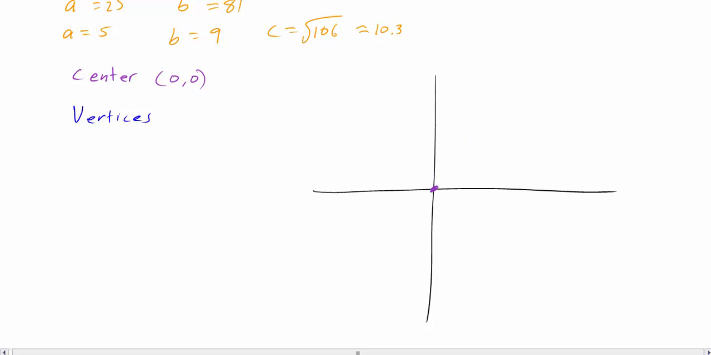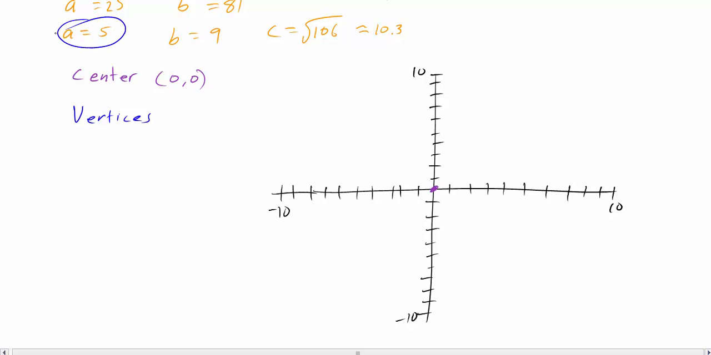And let me go ahead and mark off some of our axes here. So if I go up to 10 here and over to 10, negative 10, and negative 10 here. So the vertices, remember, that is going to be the distance from the center to the vertex is going to be a. So our a value is equal to 5.